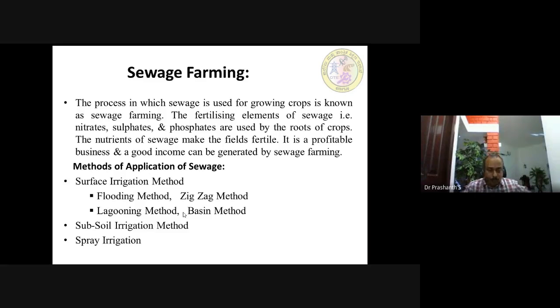You can use it on the surface of the field, so that is called a surface irrigation method, or you can go for the subsoil irrigation method, or you can sprinkle it, the spray irrigation. So the three methods of application of sewage are the surface irrigation method, the subsoil irrigation method, and the spray irrigation method.